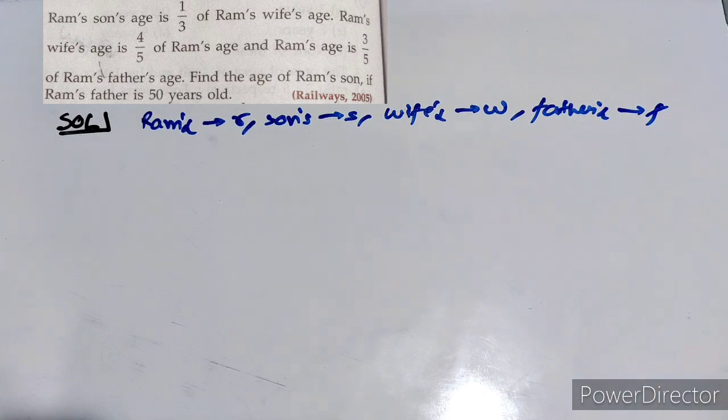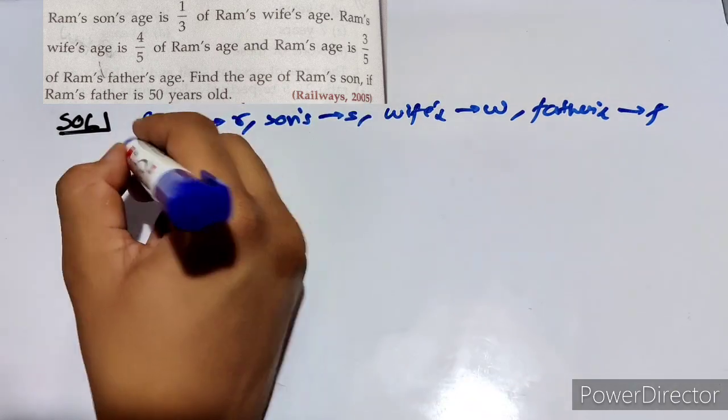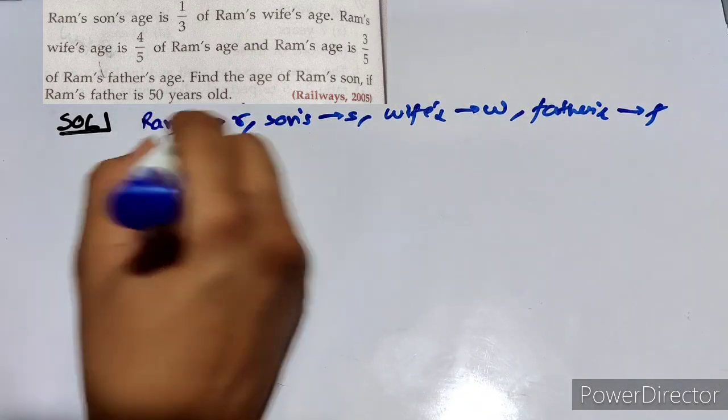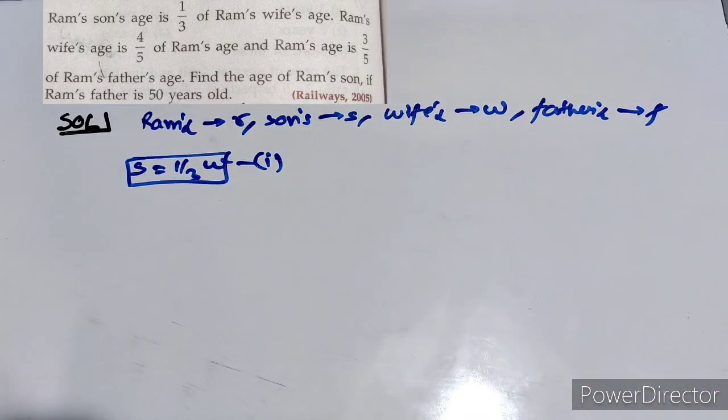Now let us read the question again. Ram's son's age is 1/3 of Ram's wife's age. So Ram's son's age is 1/3 of Ram's wife's age. This will give us the first equation.